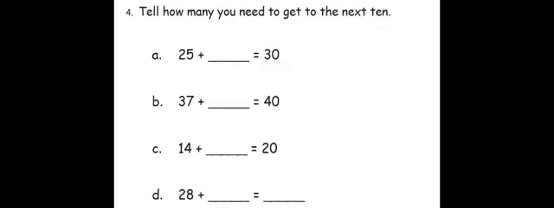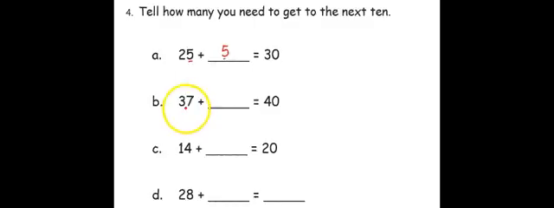After using the Rekenrek pictures to answer that question, we'll now do the same thing by just using the numbers. The first question says, tell me how many you need to get to the next 10. Well, I'm at 25. I want to get to the next 10, which is 30, so I would need 5 more. 25 plus 5 equals 30. And I can use knowledge of my single-digit addition to help me. I know that 5 plus 5 is 10, so 25 plus 5 will get me to the next 10.